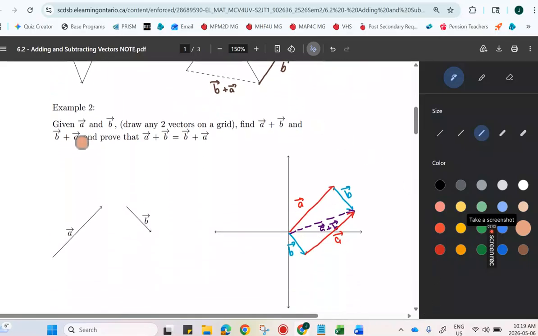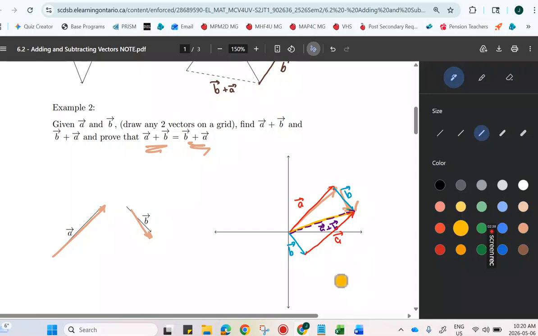Now, what if I were given vectors A and B? So there's vector A, there's vector B. Find A plus B and B plus A and prove that vector A plus B is the same as B plus A. Now, reading that, it sounds very intuitive, right? But our job is to show it visually. So we've got vector A, which is red, and vector B, which is blue. So A plus B, and the arrowheads are important, will give us the resulting purple vector, A plus B. Let's use yellow.